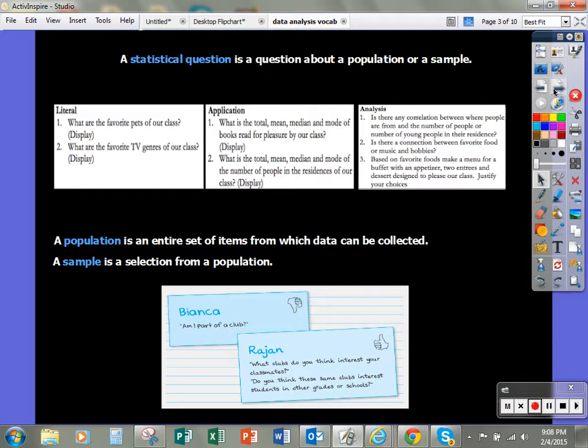If you look at the examples at the bottom of the page, you can see that Bianca is not asking a statistical question because it is not something that can be asked of a population or a sample. It can only be asked of Bianca. Rajan, however, has asked several questions that can be asked of other students or an entire group.